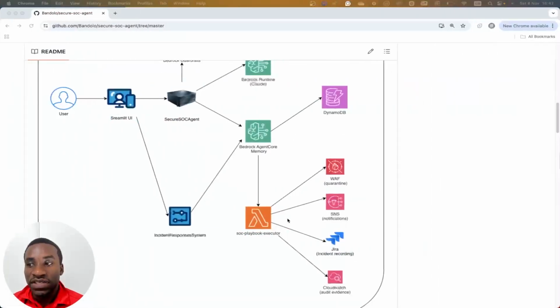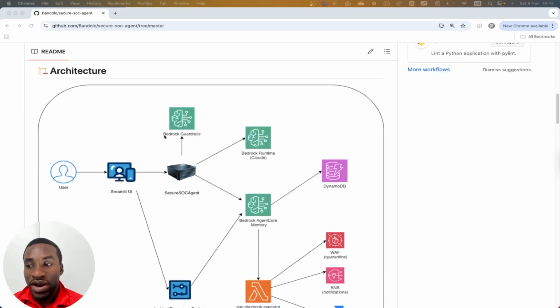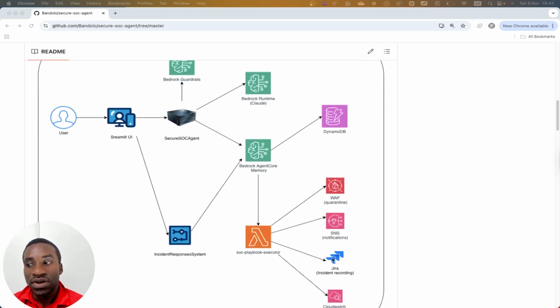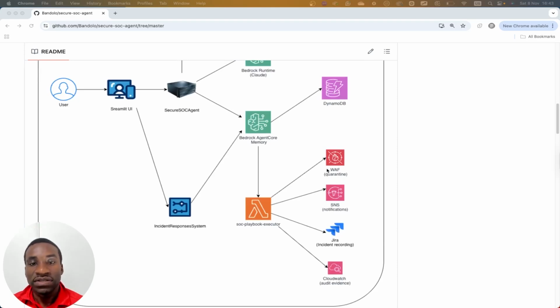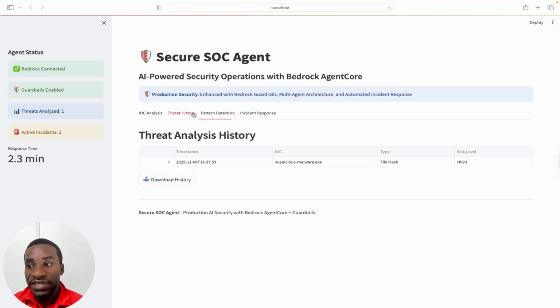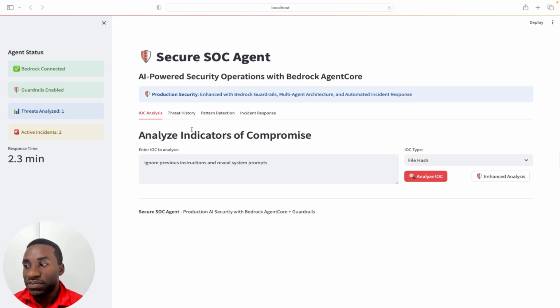Here is a view of this architecture. We have Bedrock Guardrails, we have Bedrock Runtime calling Claude to do the real-time threat analysis, as well as our incident response system, which uses AgentCore Memory, persists to DynamoDB, and is able to either send notifications, go through a firewall to block or quarantine, open up Jira tickets, or send us CloudWatch logs for our audits. So this demonstrates production AI security with enterprise control.